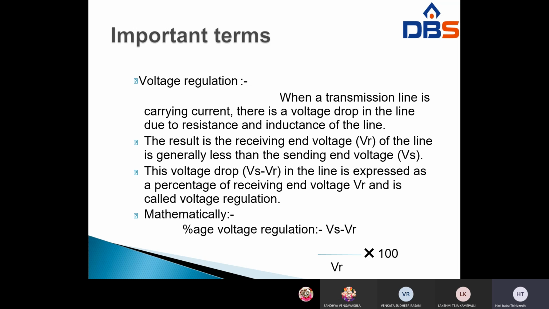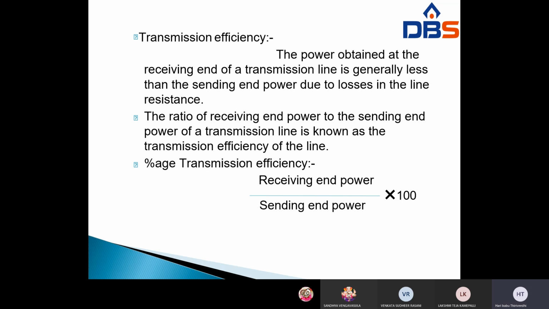If the voltage regulation value is low, then the performance of the transmission line is very high. That is, an increase in load current should make very little difference in the receiving end voltage, right? So this is the definition of voltage regulation. It is the difference between no load voltage and full load voltage, expressed as a percentage of full load voltage. Next, transmission efficiency.